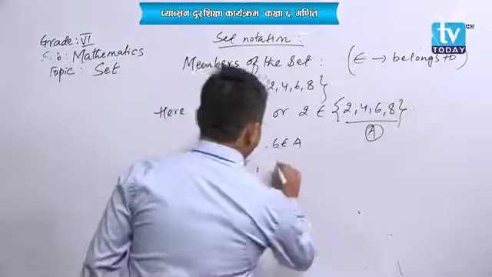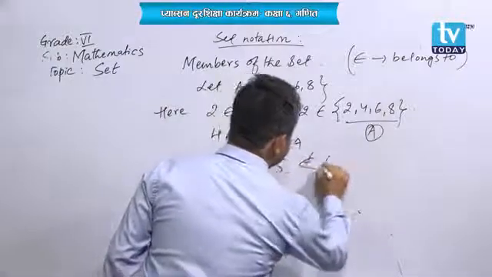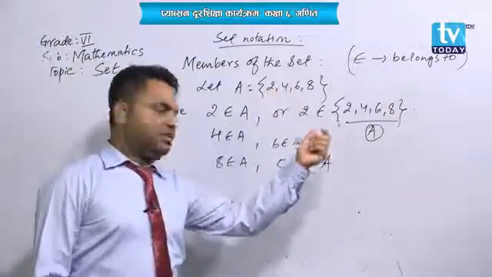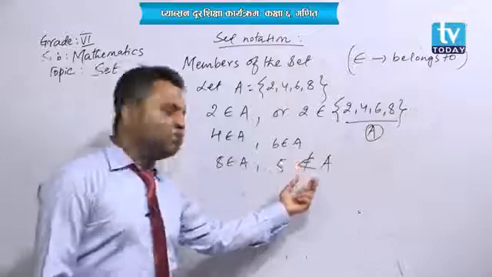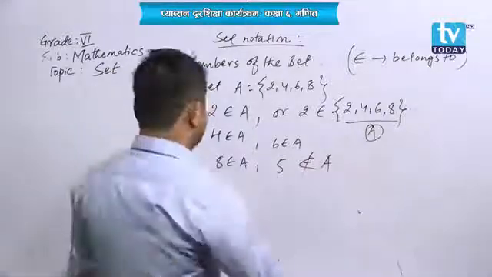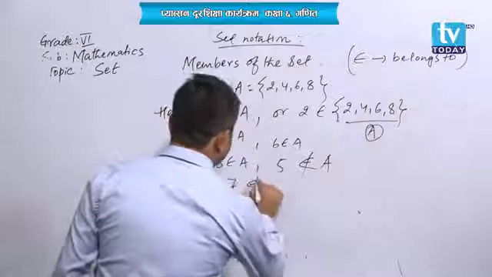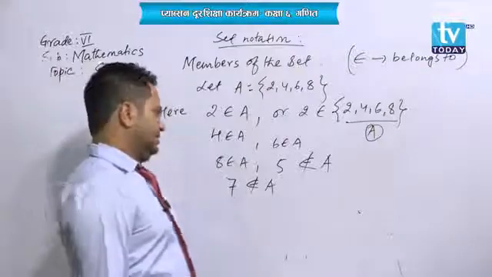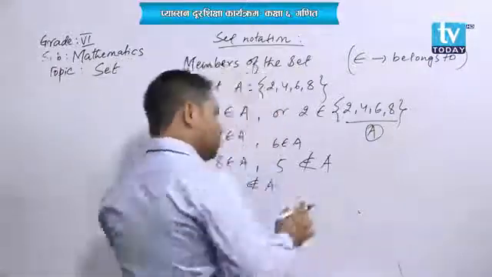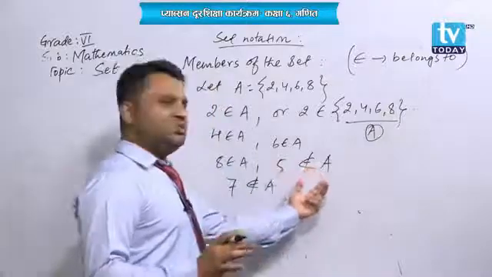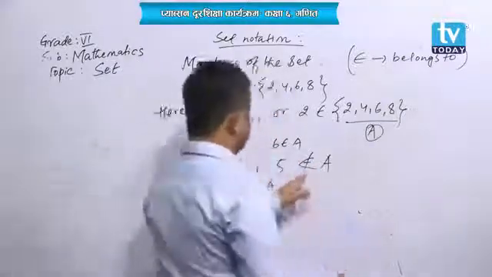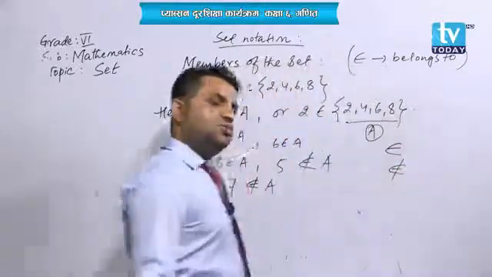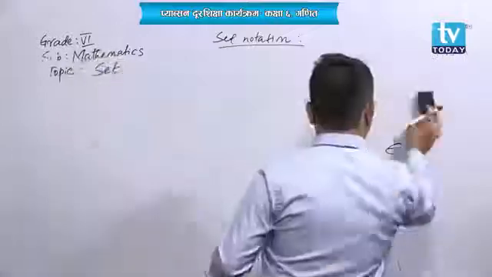Suppose 5 does not belong to set A. 5 does not lie in set A. Similarly, 7 does not belong to set A. Is that clear? Understood? Similarly, you can write other examples, like 10 does not belong to set A. This symbol denotes belongs to, and this symbol denotes does not belong to. All right.